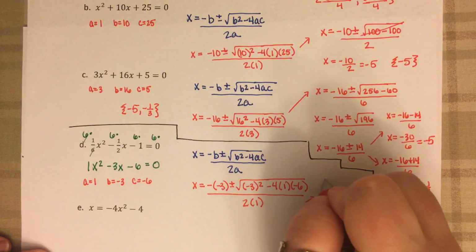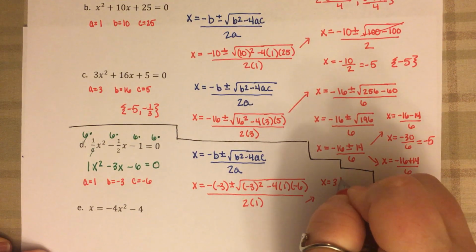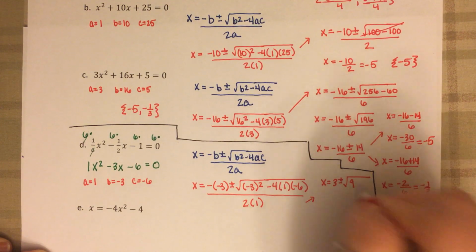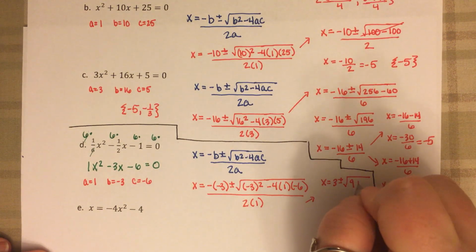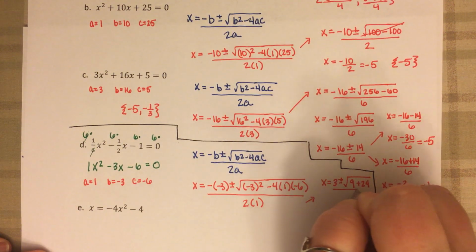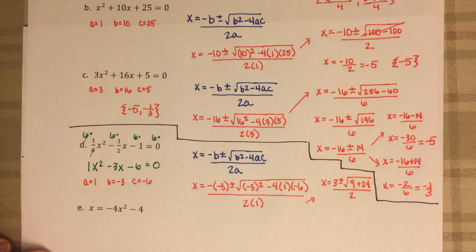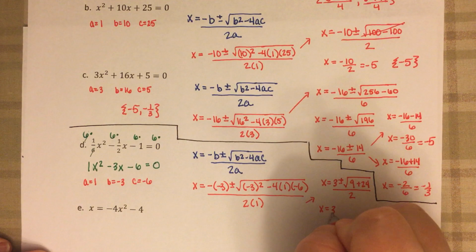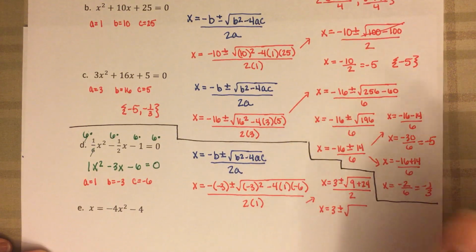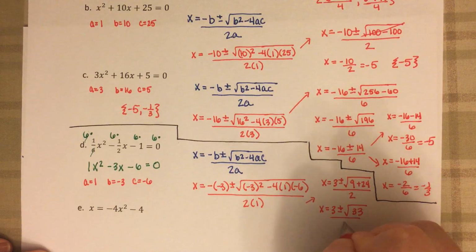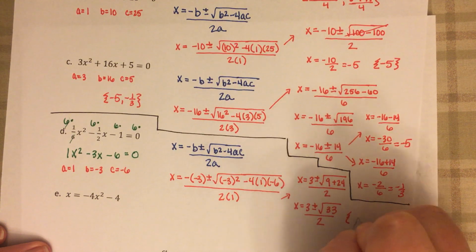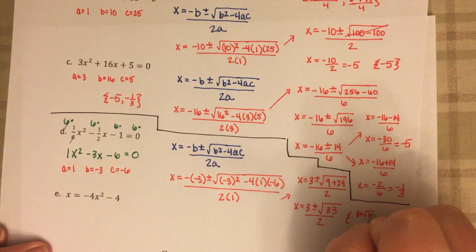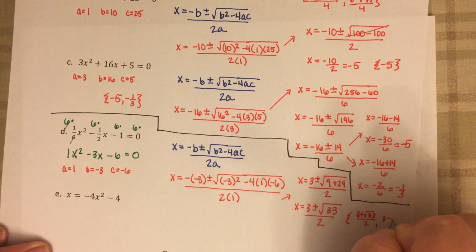So this is going to give us x equals +3 plus or minus our square root of 9, because -3 times -3 is +9. 4 times 1 times 6 is 24. 2 negatives turn positive. 2 times 1 is 2. So x equals 3 plus or minus our square root. 9 plus 24 gives us 33 over 2. 33 can't be simplified, so our solution set for this one is going to be 3 plus the square root of 33 over 2 and 3 minus our square root of 33 over 2.